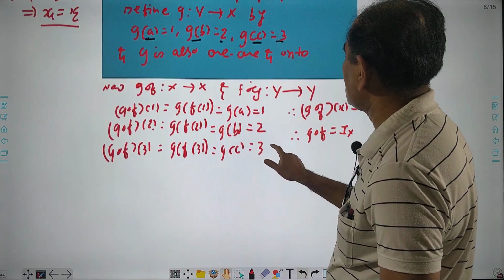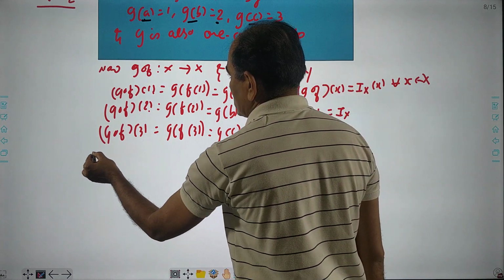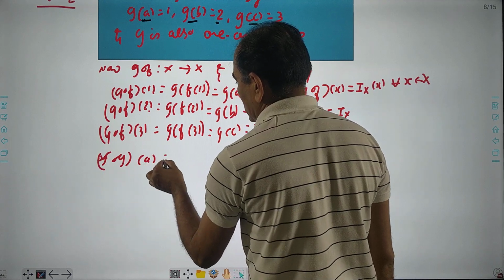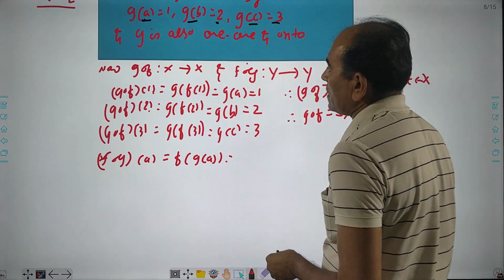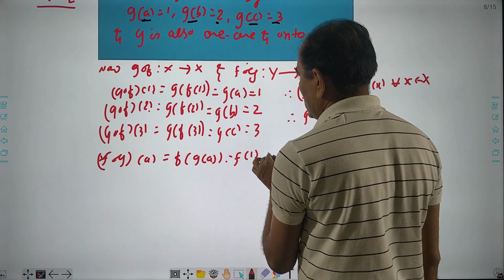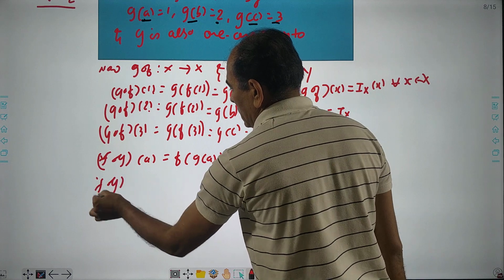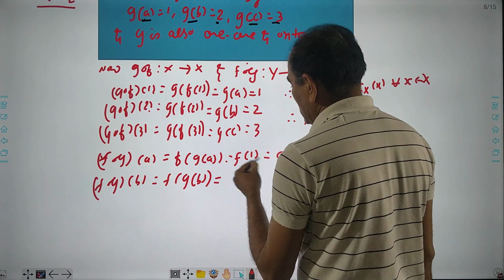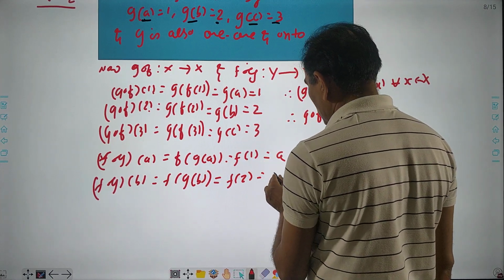We want to see f of g. Now, f of g at a is equal to f of g of a. And what is g of a? g of a is 1. So, f of 1. And what is f of 1? That is a. Same way, f of g at b is equal to f of g of b. And what is g of b? 2. And what is f of 2? b.